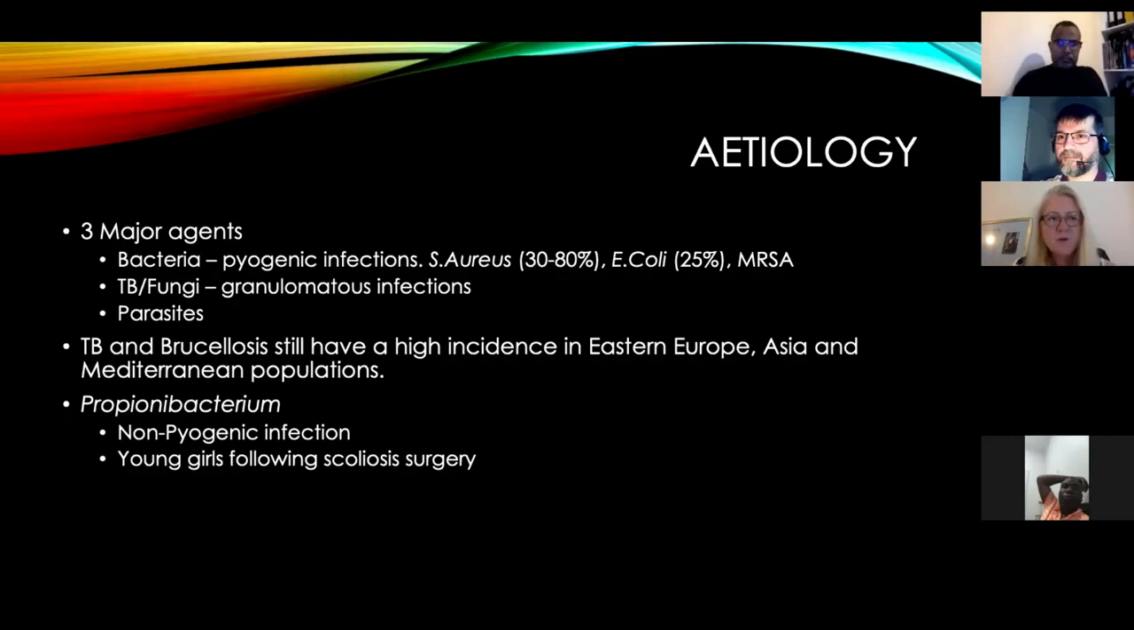As I said before, depending on the population that you're dealing with, TB may be a very high consideration in your patients. And Propionibacterium causes a non-pyogenic infection. It does cause infections in shoulder surgery and also in young girls following scoliosis surgery, particularly if they've got a lot of acne.